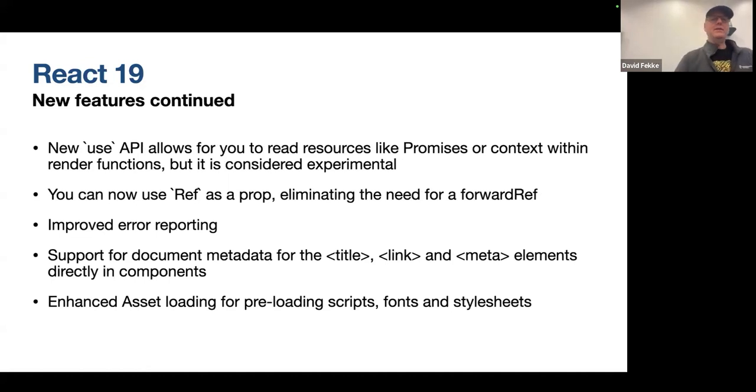So some of the other new features, there's a new use API, which allows you to read resources like promises. And in fact, you could wrap a promise that you have with the use, and then it can be reused. The context has to be within a render function. But it's still considered experimental at this point.